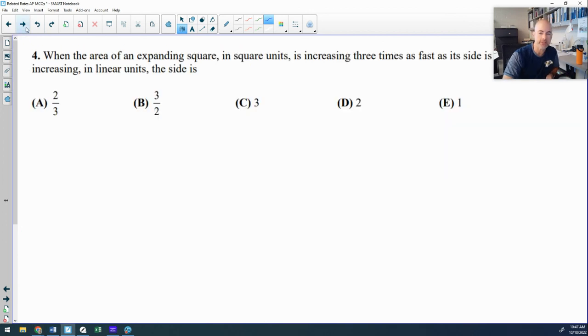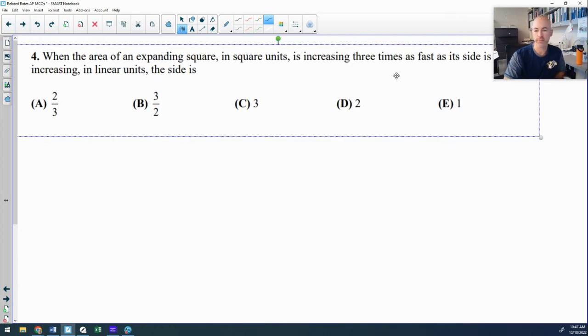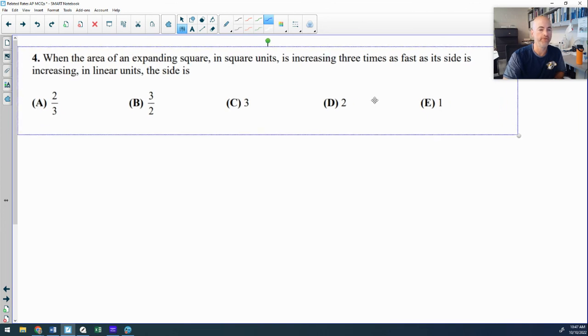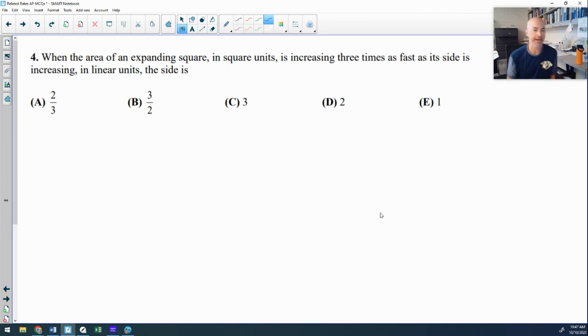Anyway, so let's go on. The next two are a little bit nicer, I believe. So number 4, we are looking at a square. The area is expanding. The square is expanding and the area is increasing twice as fast as its side length is increasing in linear units. So we have a square. Our side length, I'm just going to call x. The area would be x squared.